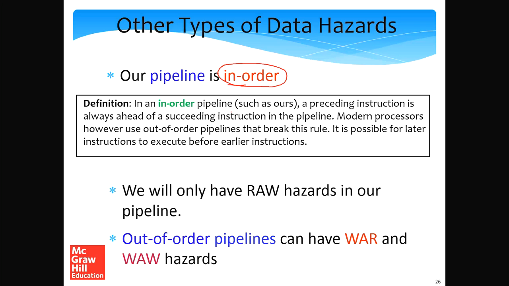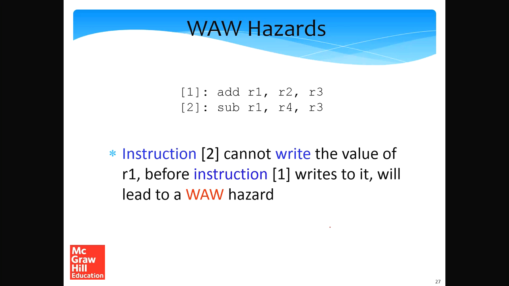So in all such processors which have in-order pipelines, a preceding, earlier instruction is always ahead of a succeeding, later instruction in the pipeline. In such pipelines, we'll only have read after write hazards, but out-of-order pipelines can have other kinds of hazards like a write after read or a write after write hazard. So let us discuss what these two types of hazards are, write after write and write after read.